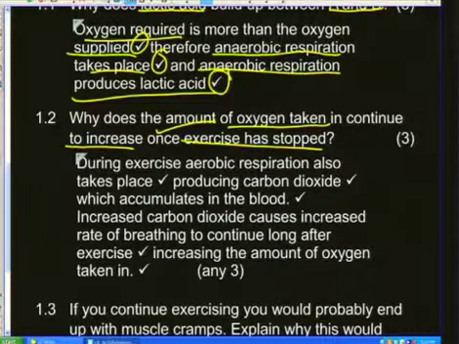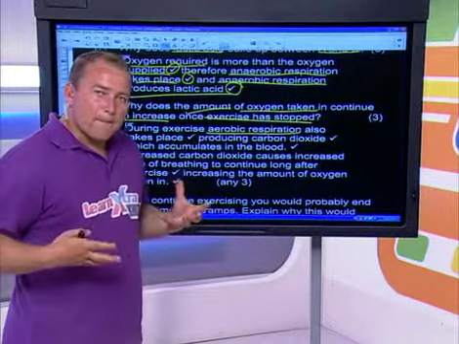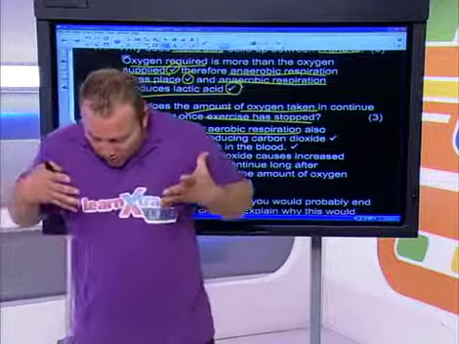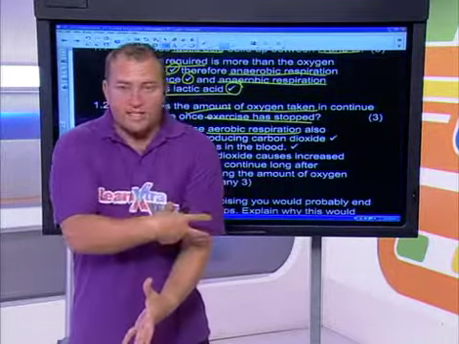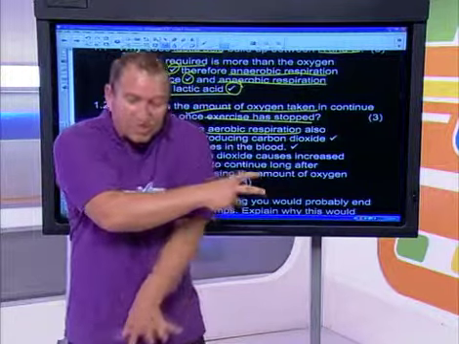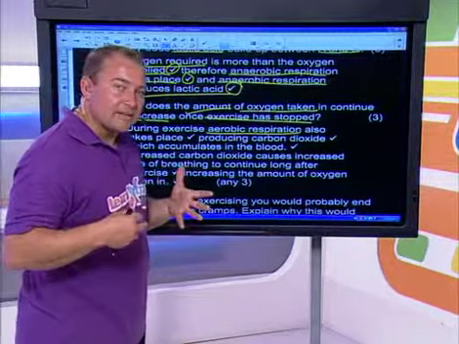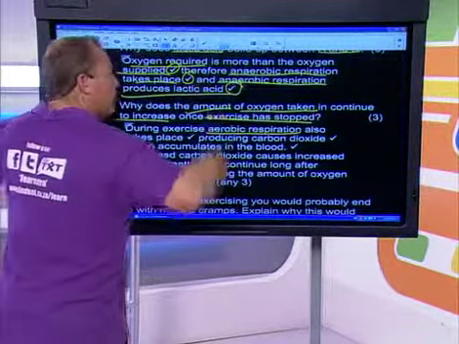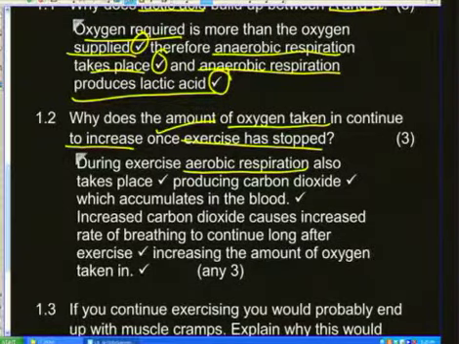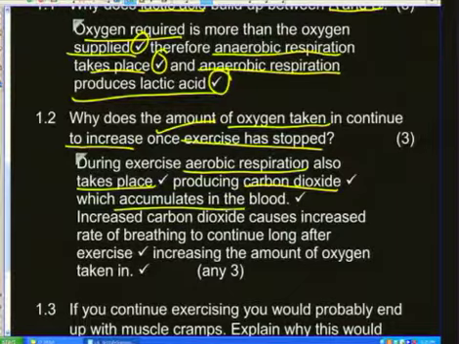Firstly, during exercise, aerobic respiration also takes place. It doesn't mean that if one is taking place, the other one doesn't, because you're still breathing. But every time you go through the process of aerobic respiration, you still need more ATP. So some is going through anaerobic respiration while some is going through aerobic respiration. Right, so you still need to produce that ATP. Then, even though you stop exercising, anaerobic respiration still takes place, producing carbon dioxide, which accumulates in the blood.